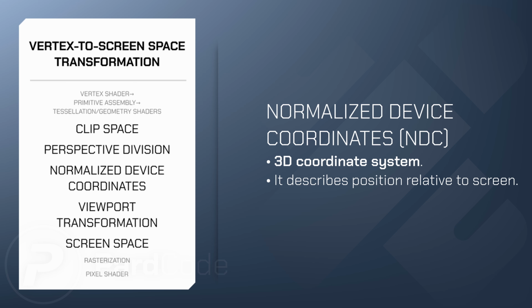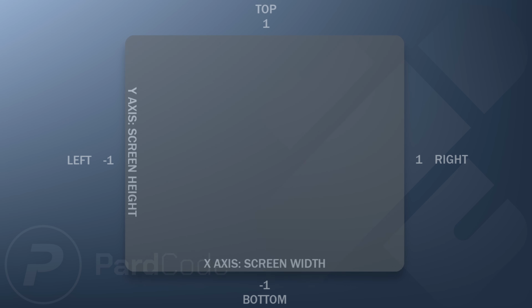NDC, or Normalized Device Coordinates, is a 3D coordinate system used by the GPU just before rasterization. It describes the position of a vertex in a normalized, device-independent way relative to the screen. For simplicity, let's imagine NDC as a 2D coordinate system with two main axes. The x-axis runs horizontally from -1 on the left to 1 on the right, while the y-axis runs vertically from -1 at the bottom to 1 at the top.